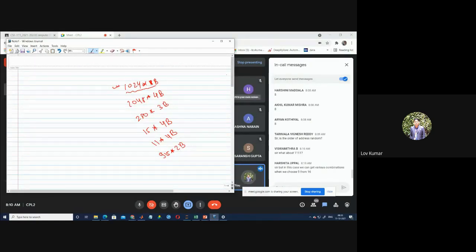I am talking about the sequential manner. We are taking the sequence 0. First one your address 0. Second 1, 2, 3, 4, 5, 6, 7, 8, 9. Something like that. So we are taking it in terms of sequence.